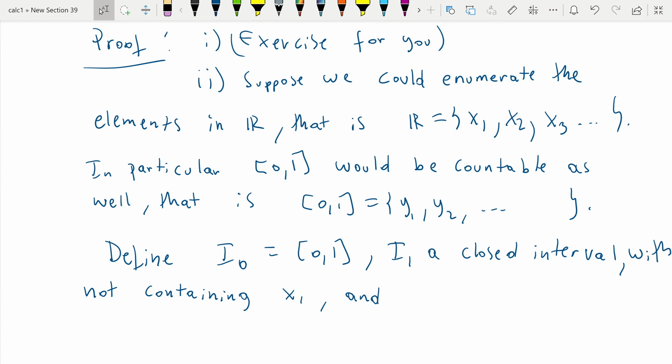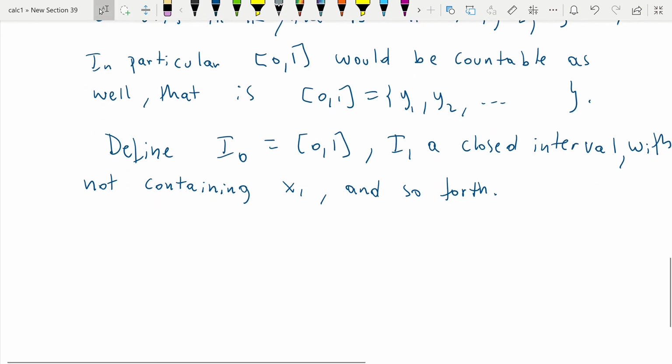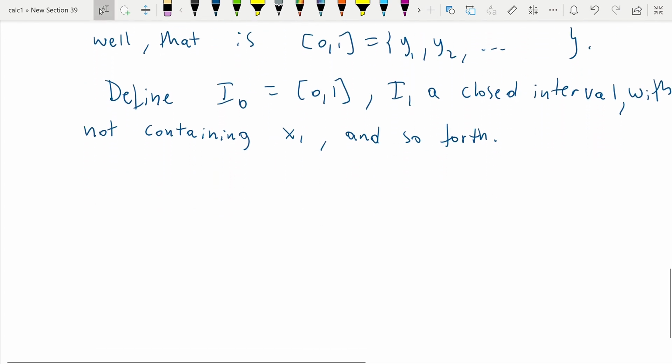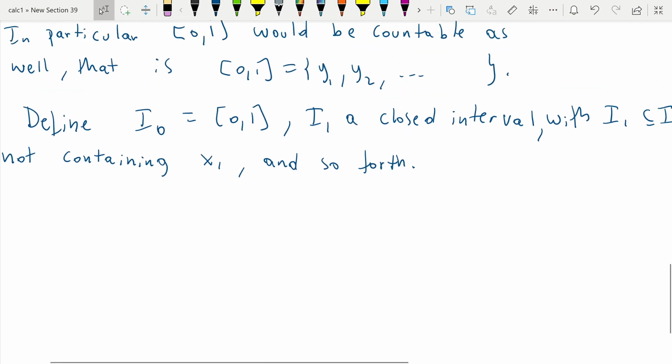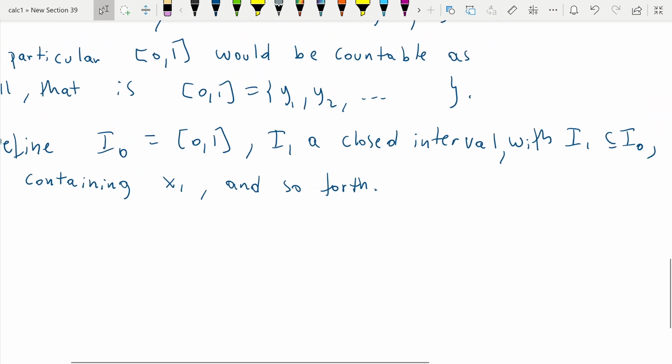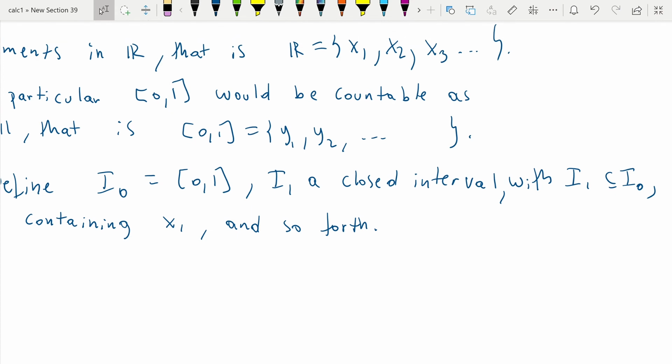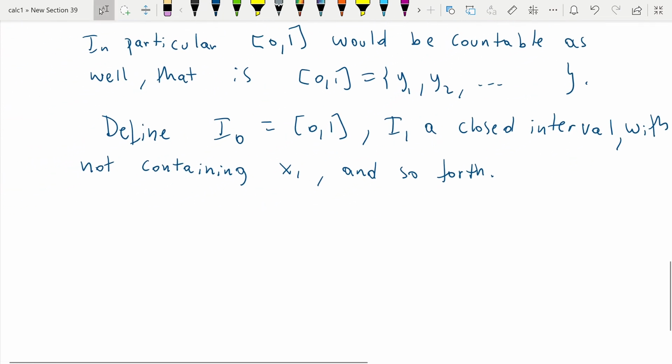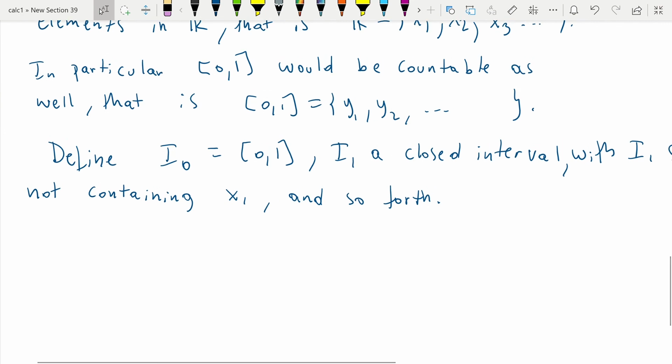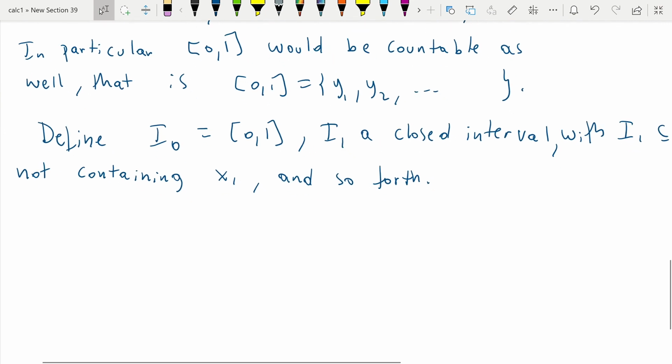and so forth. So we produce a sequence of nested closed intervals, right? The only point here is that you're going to be actually taking away all the numbers from this set described in this way, but that's not going to be possible because we know that the intersection of these closed intervals must be non-empty by the nested interval property.